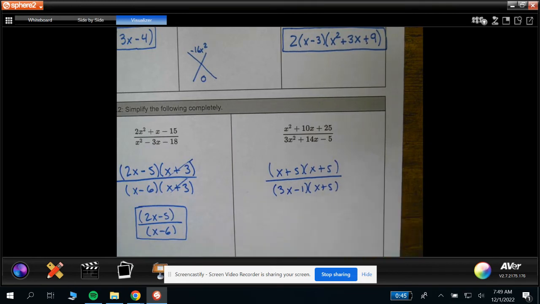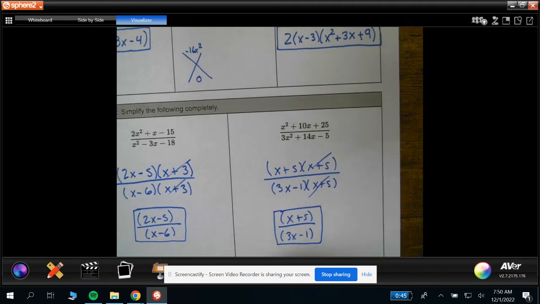Again, look for what you see. Where can you create giant ones? x plus 5, x plus 5. Cross those off. They cancel. So I'm left with x plus 5 over 3x minus 1. Final answer. All right.